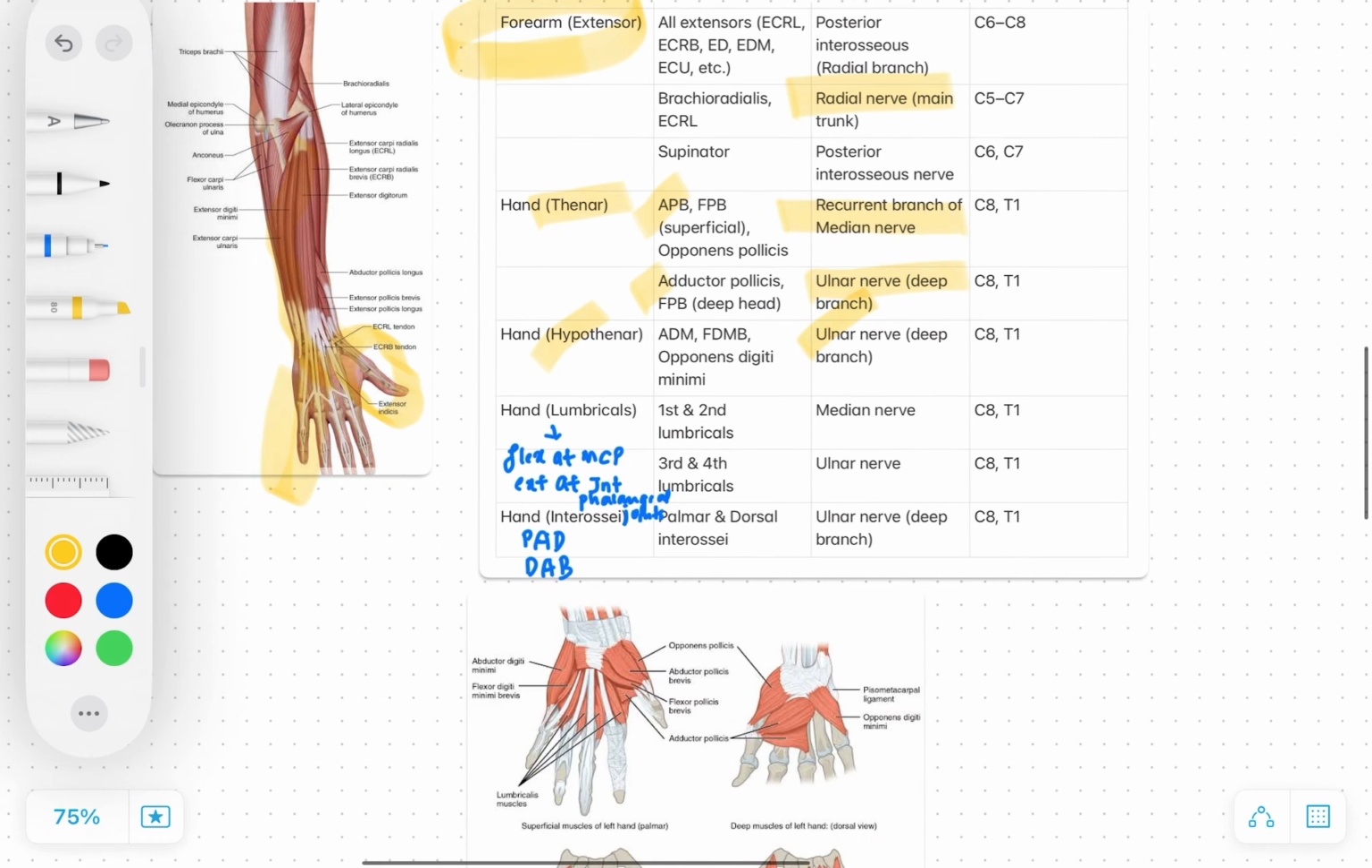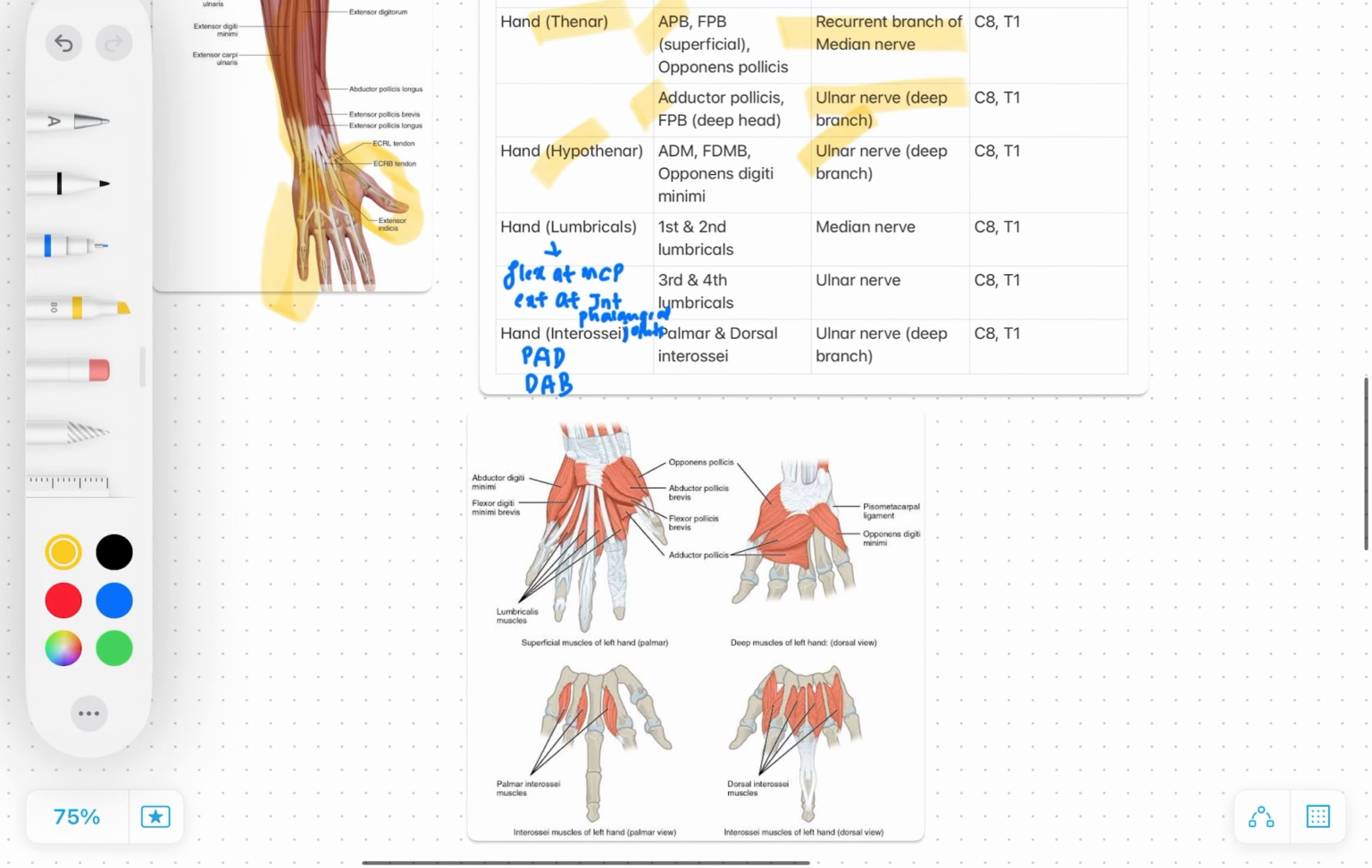Next, lumbricals. These are intrinsic muscles of the hand. There are 4: 1 and 2, 3 and 4. 1 and 2 are supplied by the median nerve. 3 and 4 are supplied by the ulnar nerve. 3 and 4 are towards the little finger side, and 1 and 2 are towards the lateral side. So the lateral side is the median nerve. 3 and 4 are by the ulnar nerve.